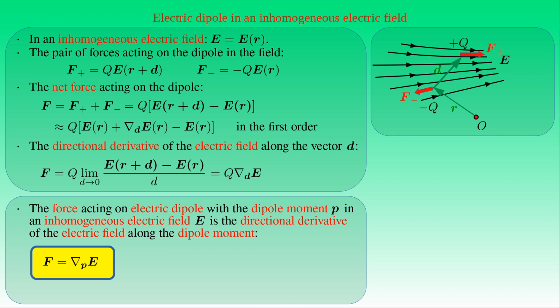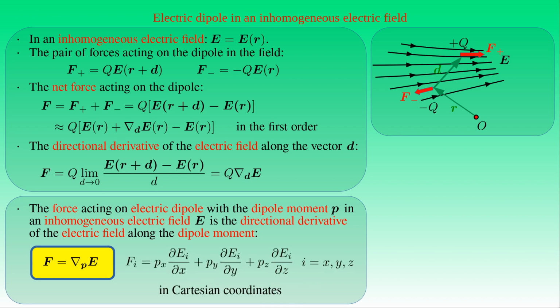In the Cartesian coordinate system, the ith component of the force F is equal to px times the partial derivative of the ith component of E with respect to x, plus py times the partial derivative of the ith component of E with respect to y, plus pz times the partial derivative of the ith component of E with respect to z. Here the index i represents the Cartesian coordinate components of the vectors F and E.